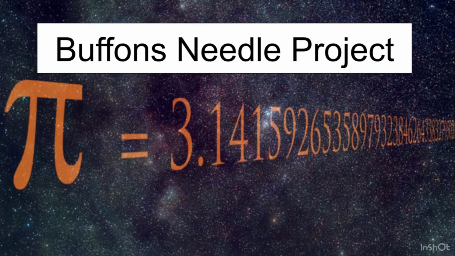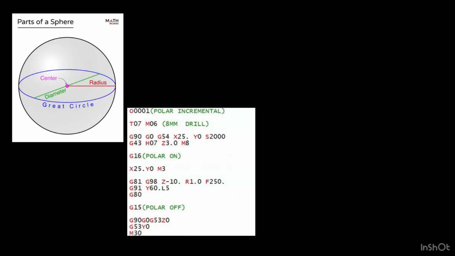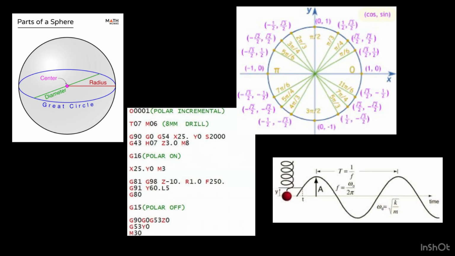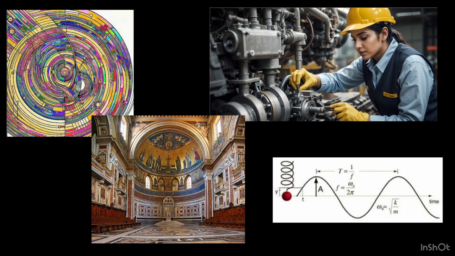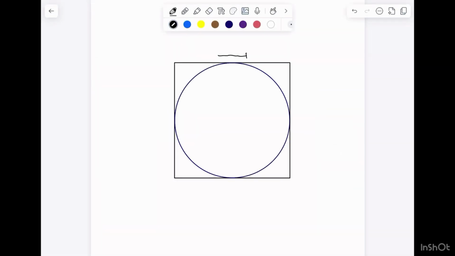Buffon's needle project. To start, we are going to discuss pi. Pi is the ratio between the circumference of a circle and its diameter, and is a constant with every single circle. Pi is commonly used in math class for geometry, polar coordinates, trigonometry, and repeating cycles. But outside of the classroom, pi is found in art, architecture, engineering, manufacturing, space, and so much more, even nature. Today we are going to calculate pi using probability.